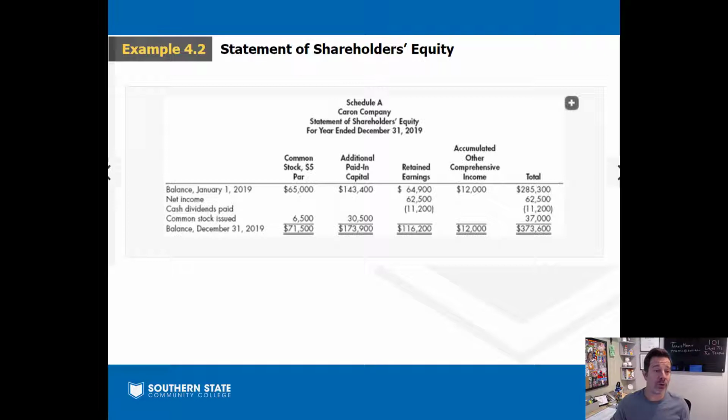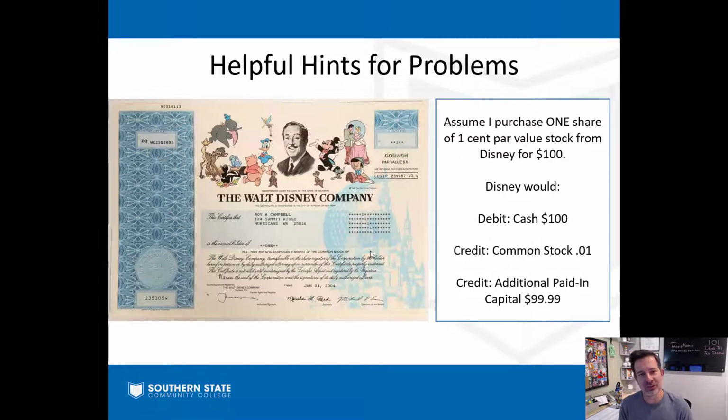Very straightforward. Your book, the example they give is even more straightforward than that. It's just got like 4 lines in it. So very simple, straightforward example from your book. But your takeaway here, you need to know what the Statement of Shareholders' Equity is. You need to be able to read a little bit, and you'll need to be able to put together an example kind of like what you're looking at right there.